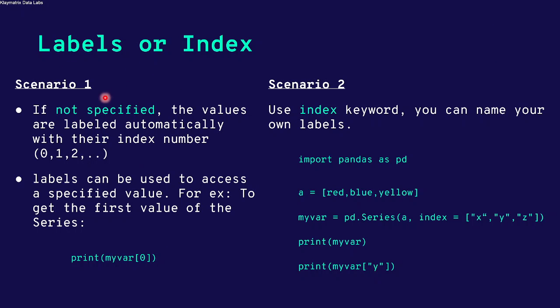Now if you create a series, you can either specify the index or the label, or you may not specify it. If you don't specify, like in this case, then automatically the index or the labels start from 0, 1, 2, 3. So if, let's say in this case, I have a series red, blue, yellow, automatically it will get index 0, 1, and 2. And if you pass it in this command, using the index keyword, then obviously it's going to take up the index or the labels that you have passed in this formula.